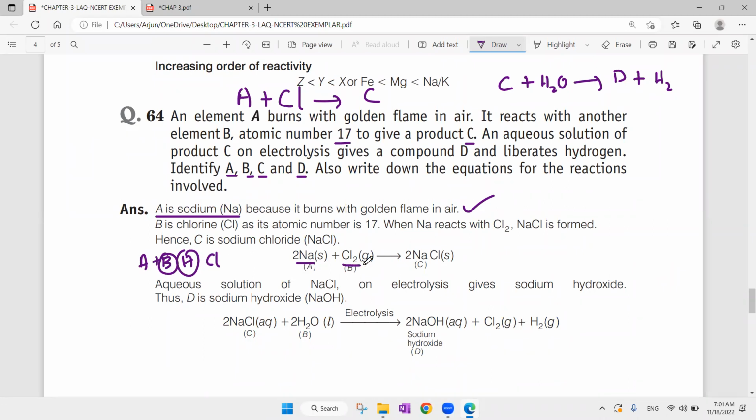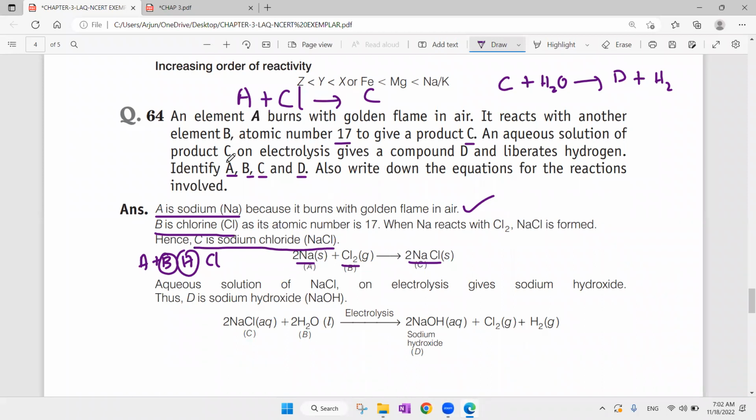So sodium reacts with chlorine to form NaCl. That is done. It forms a product C. So now that product C is NaCl and B is chlorine. These are the things you have to underline, guys. A is sodium, B is chlorine, C is sodium chloride.